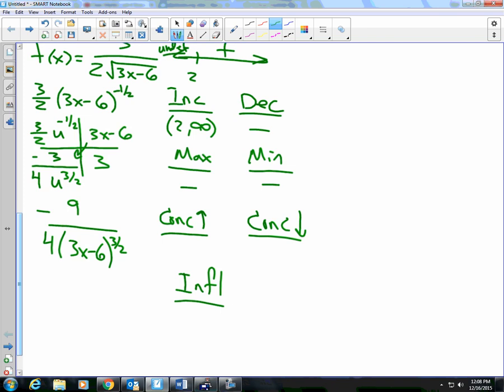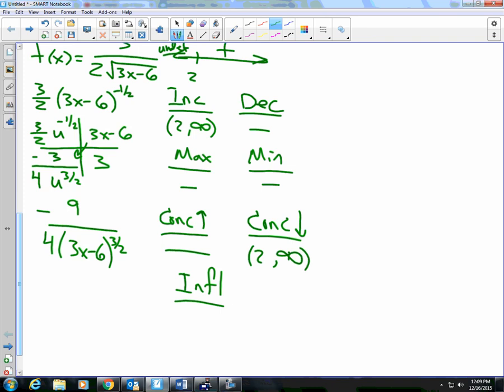Think about what you have. What does it mean to take something to the 3/2 power? I raise it to the third, and then I square root it. If you square root something, it has to come out positive. So true or false, the bottom is always positive. Therefore, the entire second derivative is always negative. That means it's always what? Concave down. Whoops, sorry. Always concave down. So therefore, we have no concave up, concave down from 2 to infinity.